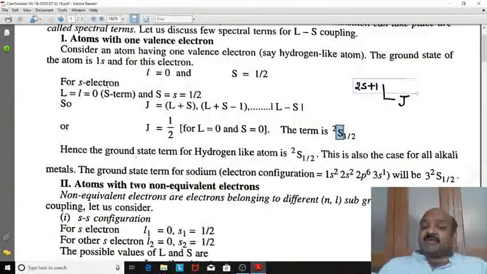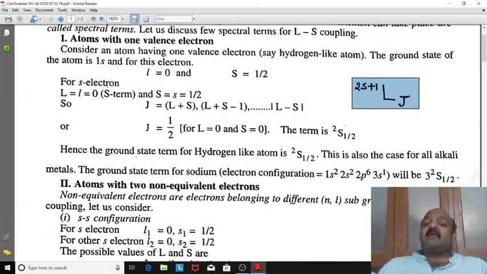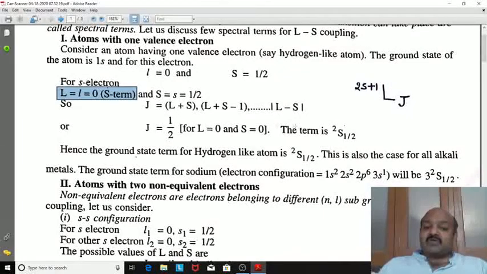Because a general notation for any term is 2S plus 1 L J. Value of L gives the name of the term. So, L value gives S term because L value is 0 here. So, it corresponds to S term. So, we write here S. Now, these two values remain that we are to calculate: 2S plus 1, multiplicity of the state, and J, total angular momentum of the state.